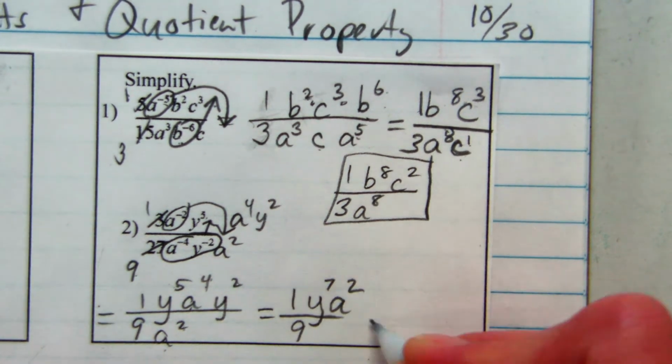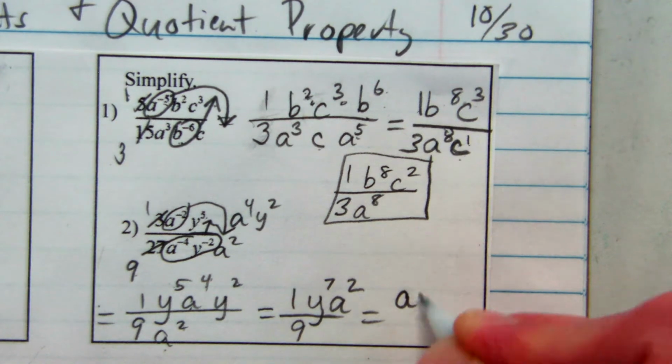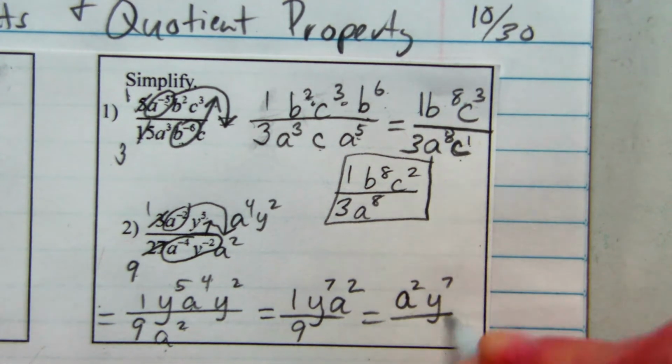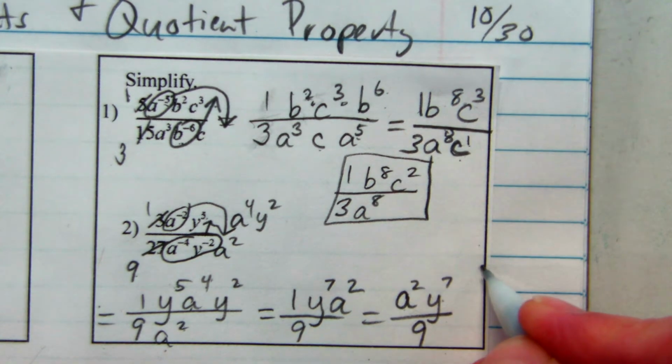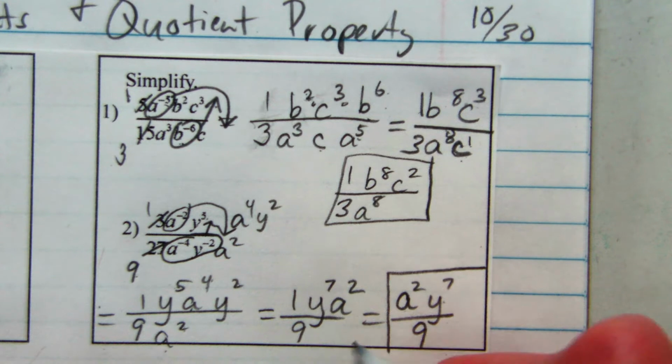And so now this is it. On my answer keys, it's probably going to say a squared y to the 7th over 9. Because the computer alphabetizes them. And it usually doesn't do the 1. But this is okay.